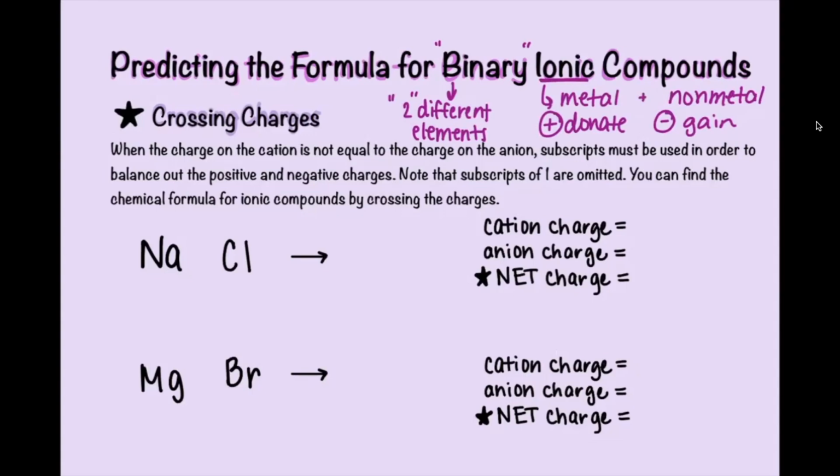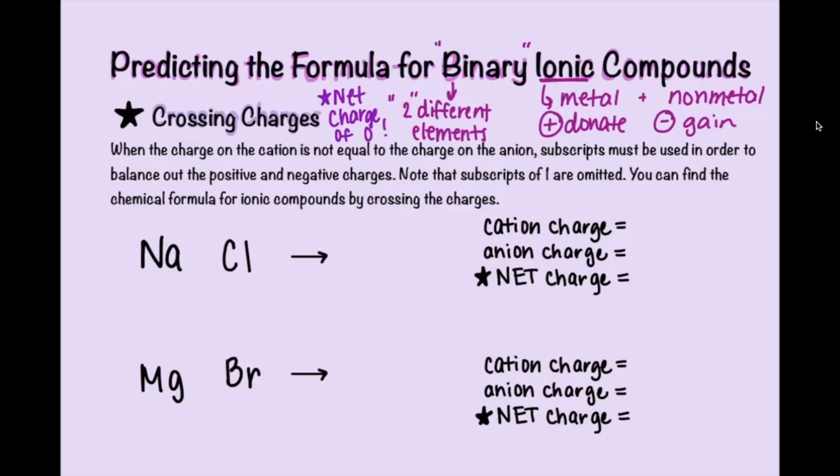So to predict the formula for a binary ionic compound, we're going to need to do something called crossing the charge. And one thing I want you to remember is that the total positive charge must balance the total negative charge, and that the compound as a whole must have a net charge of 0.